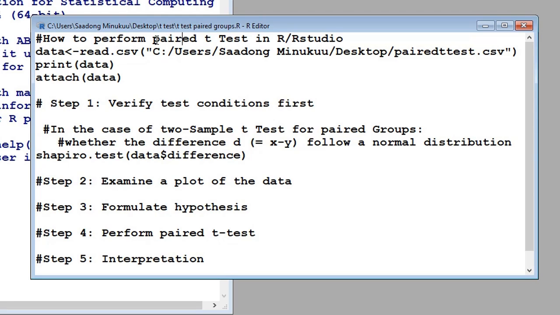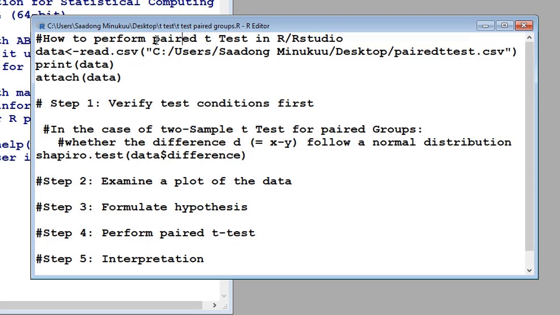Now, for all subscribers of Minukuu tutorials, you would bear with me that I previously made a video on how to perform two sample t-tests for independent samples or independent groups. This was a detailed presentation on t-tests in general. If you haven't yet watched that particular video, I would suggest you look right below in the description box of this video, and you would find a link to the two sample t-tests for independent groups, because this would give you a better understanding of t-tests in general.